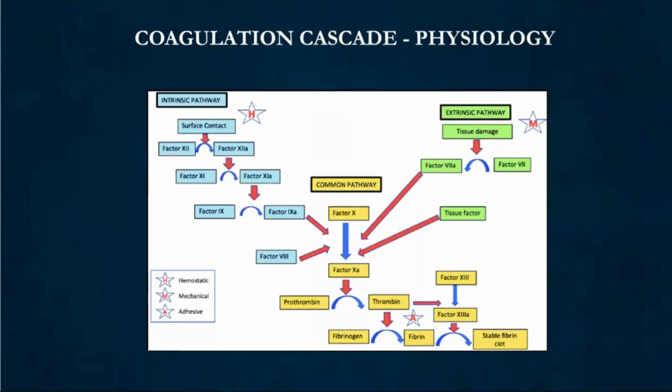And the extrinsic pathway is nothing but the tissue damage activation pathway. In this, factor 7 gets activated to 7A, which at last acts on factor 10 and gets converted into factor 10A. This ultimately results in conversion of prothrombin to thrombin, which acts on the fibrinogen and gets converted into fibrin to form a stable fibrin clot.